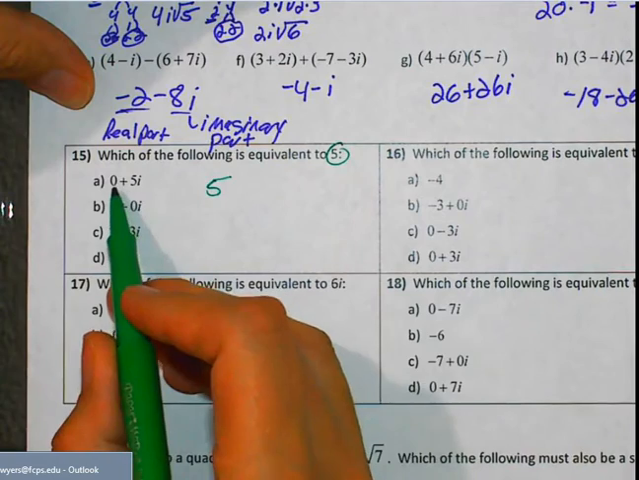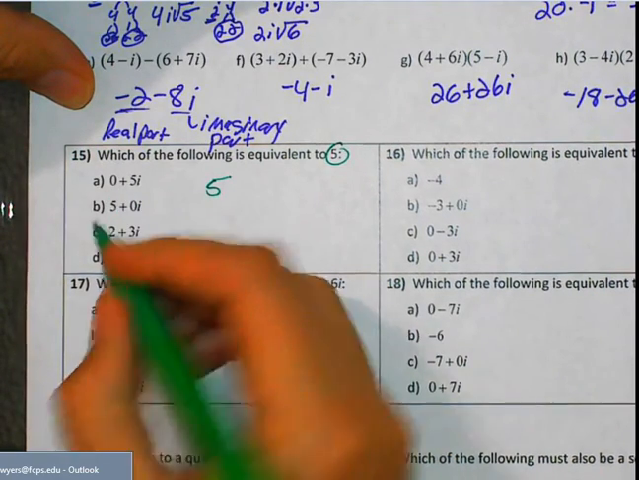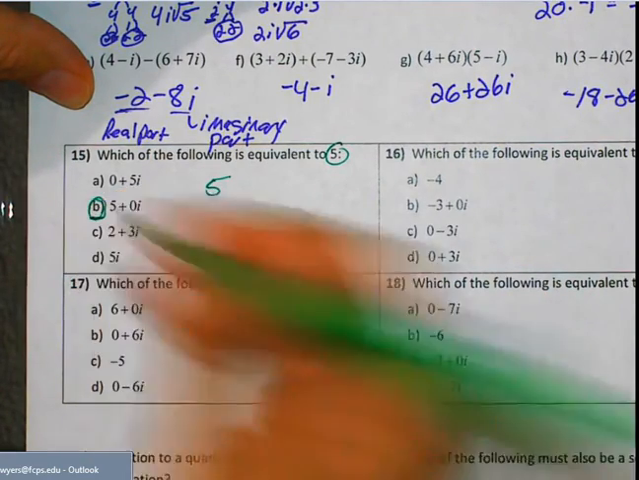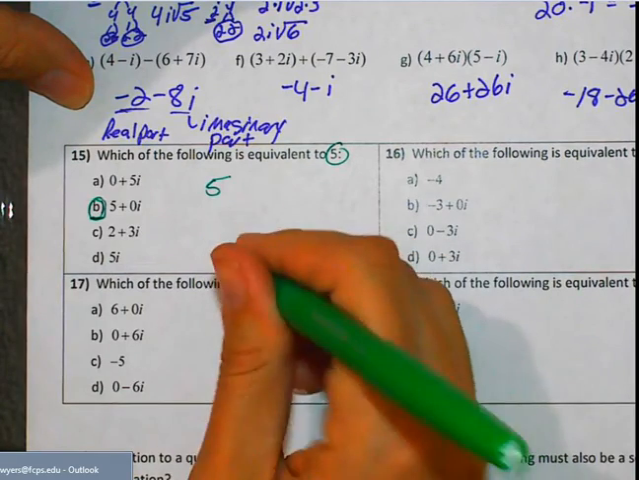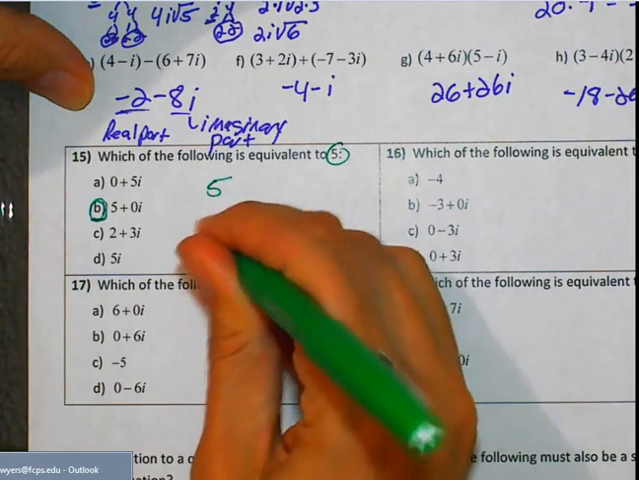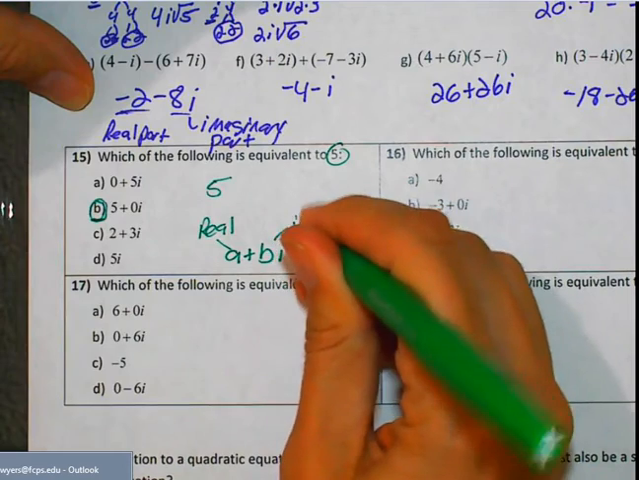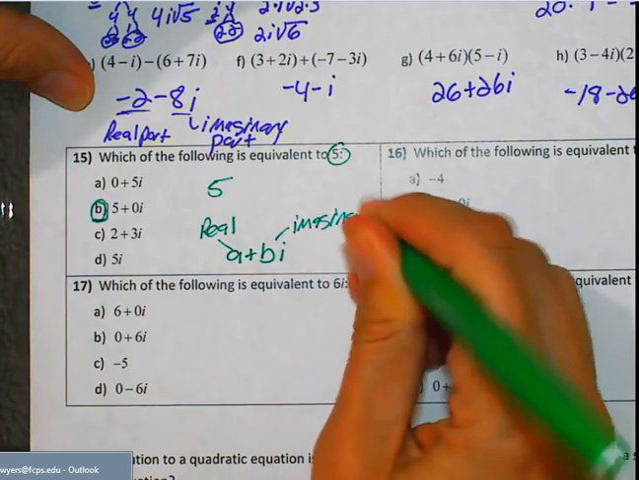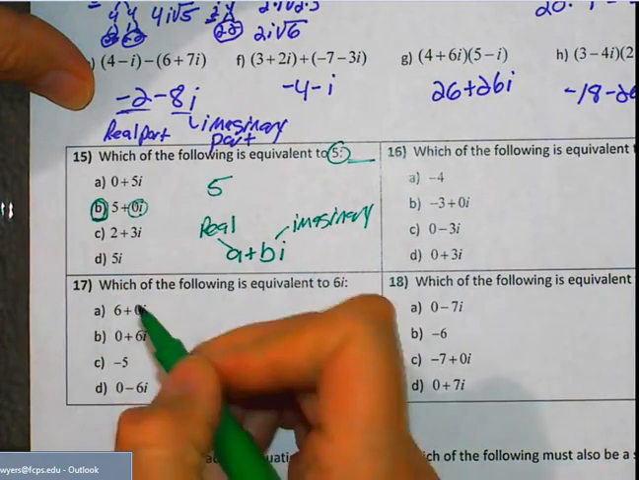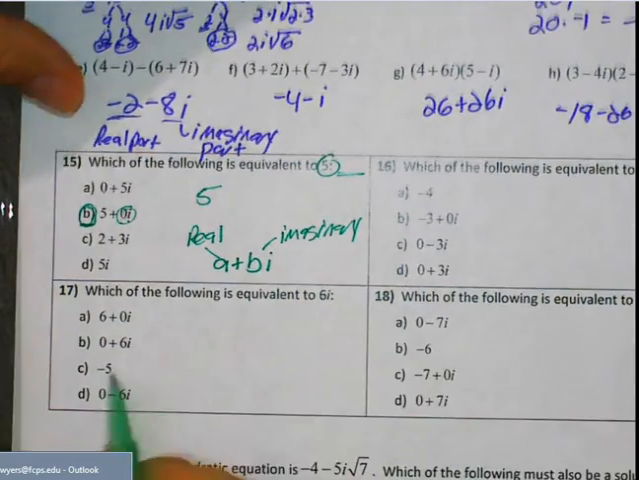So if you look through here, you know that the real part is 5, which pretty much just eliminates all your choices except B, because it's always going to be A plus BI, A being your real part, so that's where our 5 is, and then BI being our imaginary part. Even though there's not an imaginary part in this problem, see, it's a 0 times I, which is just 0, which is going to leave you with just 5. Okay? All right, so let's look at the next one.